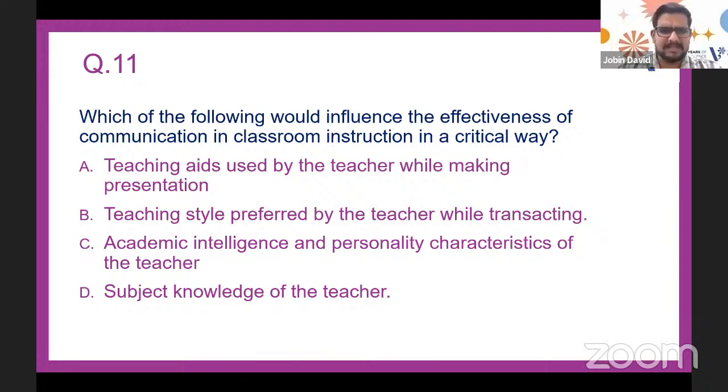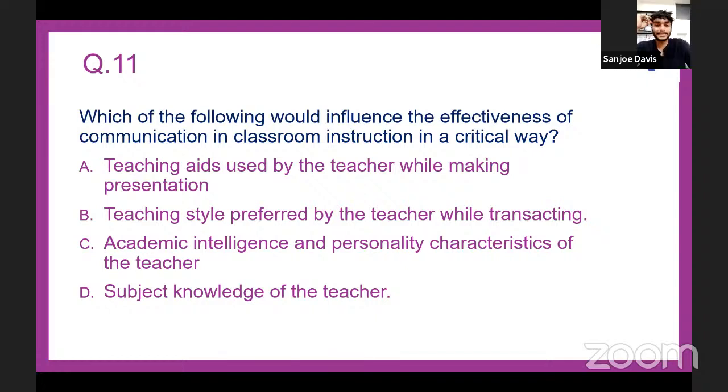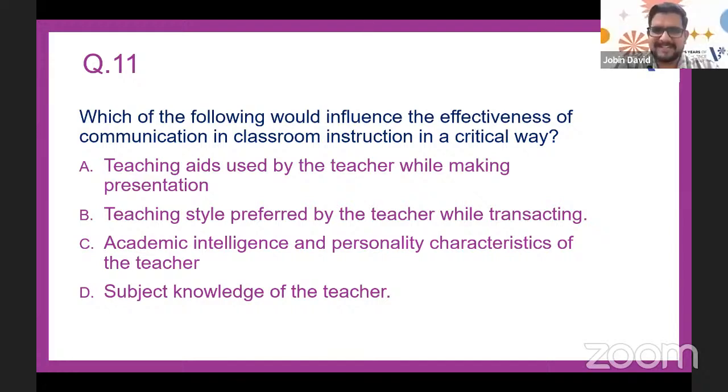What do you think, Sanjo? Which will be the most apt one? Yeah, initially when we see it, all of the options seem true. But when we look at teaching aids, academic intelligence, subject knowledge, the only thing that matters is how the teacher presents it. So I think the teaching style is what governs all the other options. Exactly.